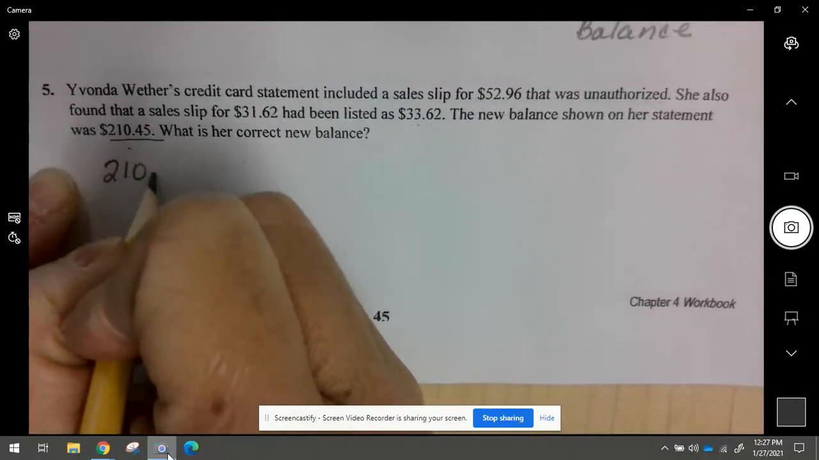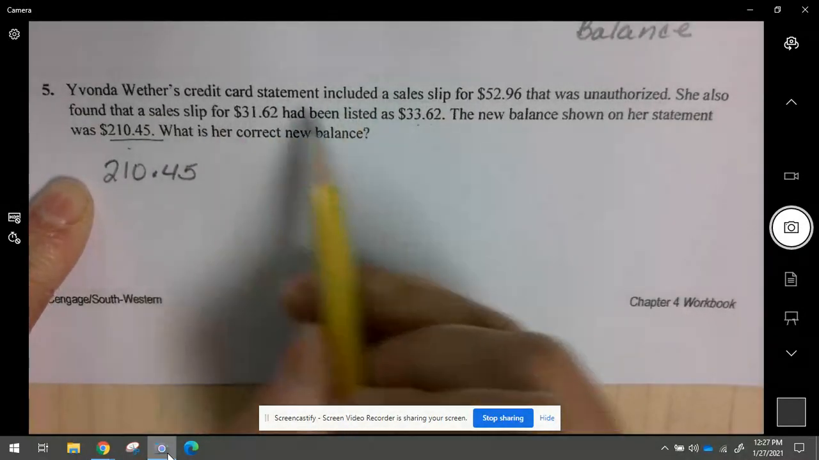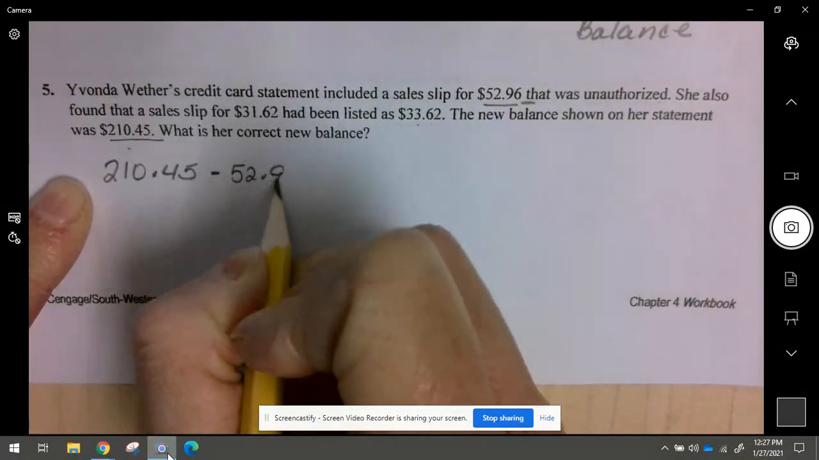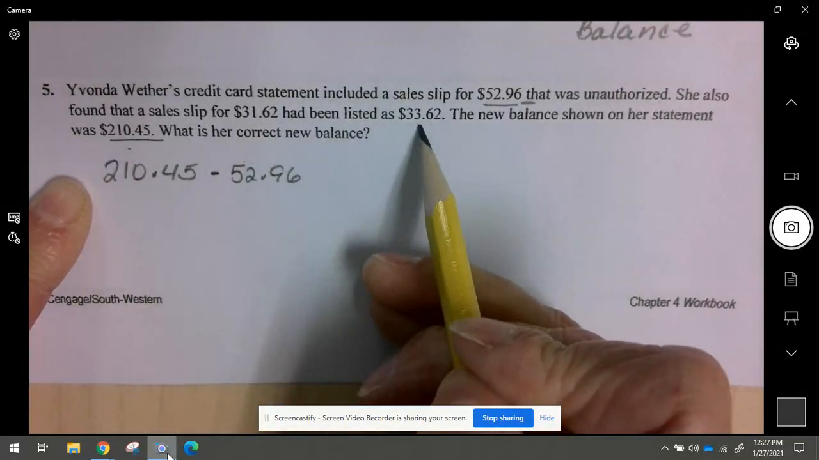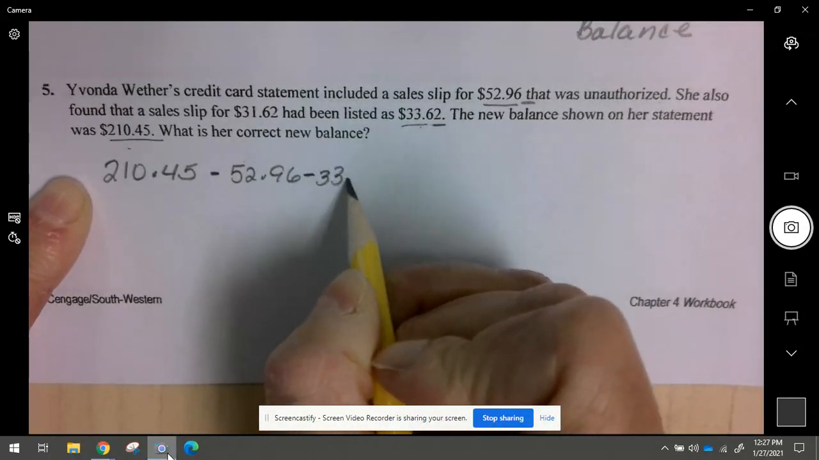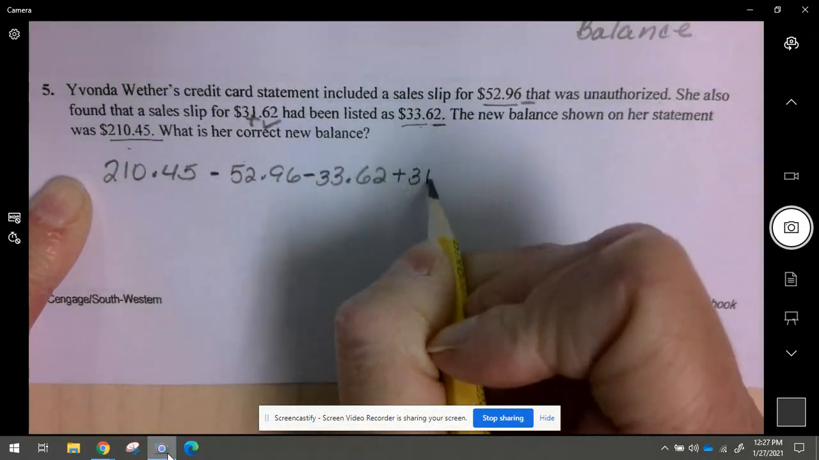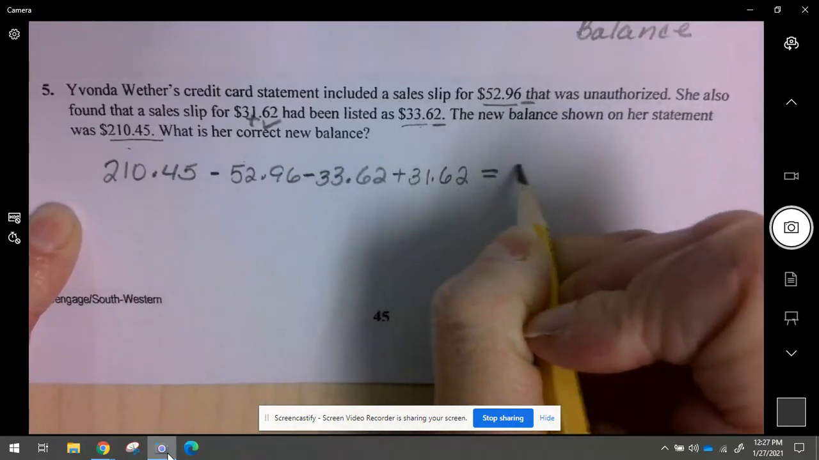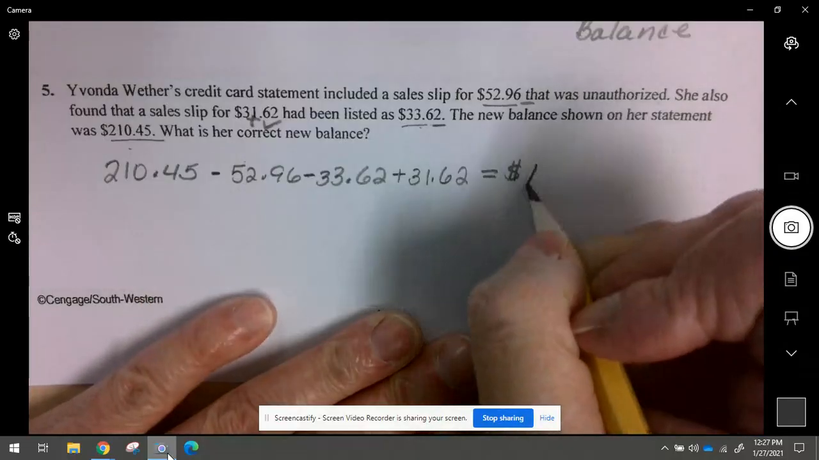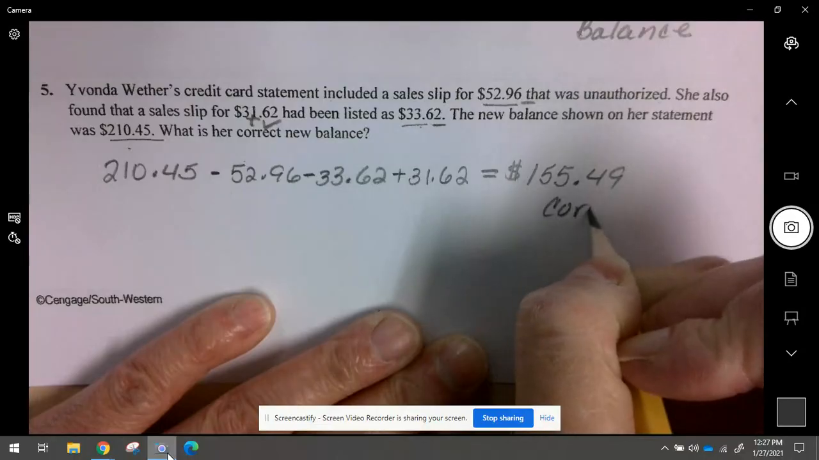Again, we start with what they said her balance should be, which is wrong, because they had this unauthorized, so we're going to subtract that, $52.96. We're going to subtract off the incorrect amount here, $33.62, add the corrected amount, $31.62, and that will give us our corrected new balance of, check your work, $155.49 is the corrected new balance.